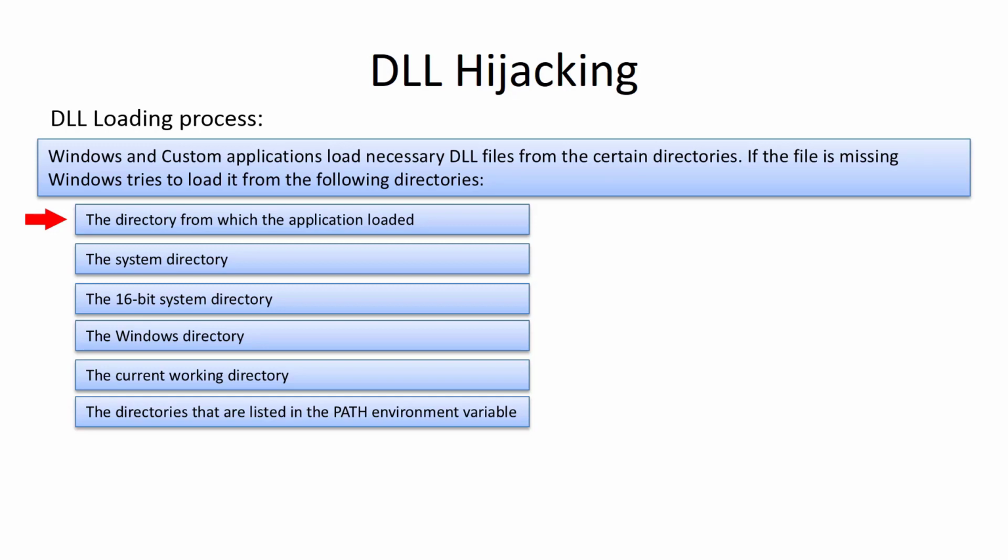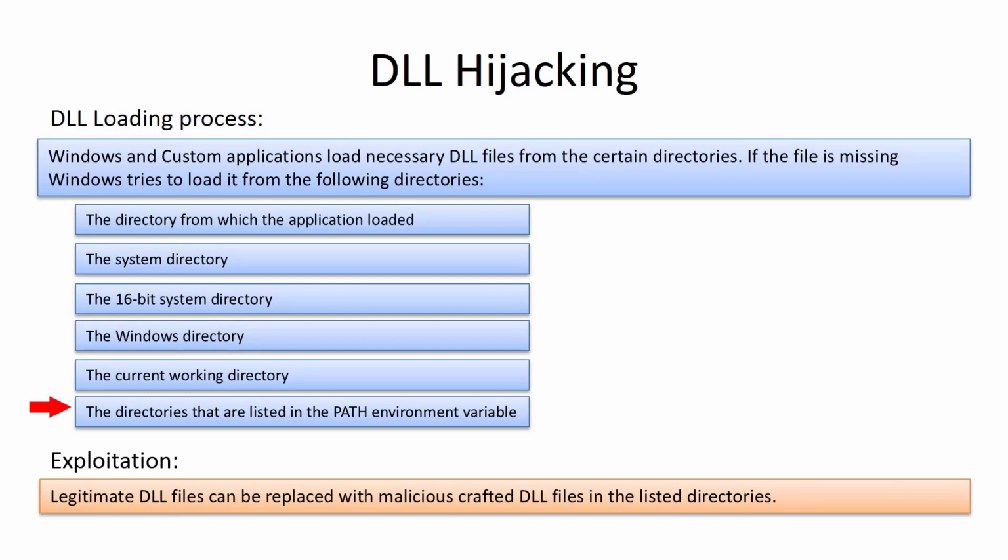You can see the following order of DLL loading when it's missing in the directory from which the application is launched. The DLL file can be found in one of the listed locations. So, how does the exploitation work? It's very simple. An attacker can replace the legitimate DLL file with a malicious one. And once the application is loaded, it will try to load a certain DLL file. But in this case, it will run the malicious file.